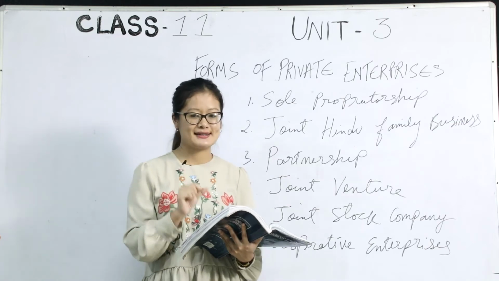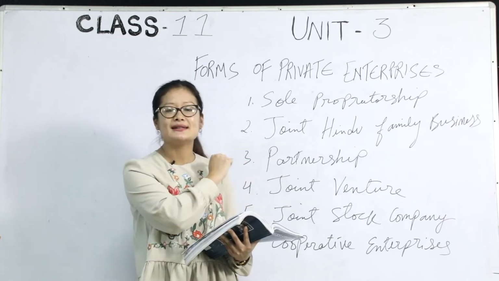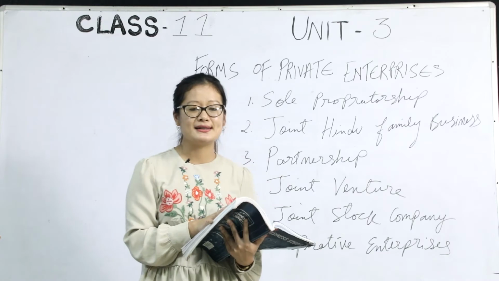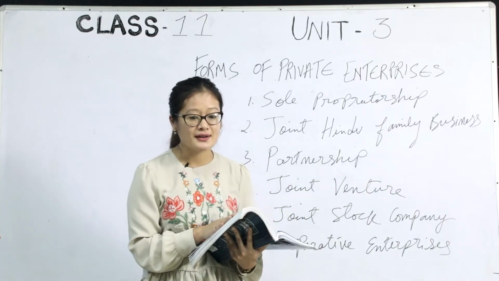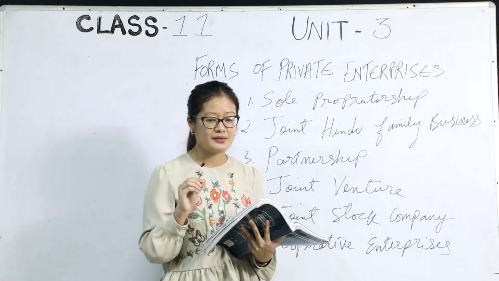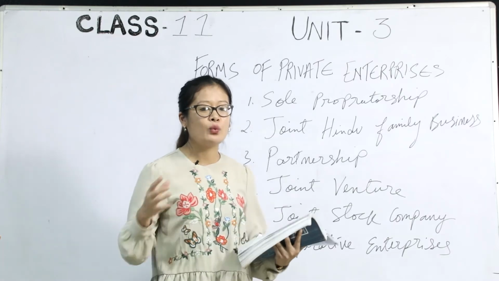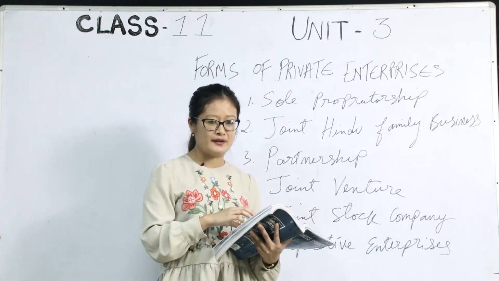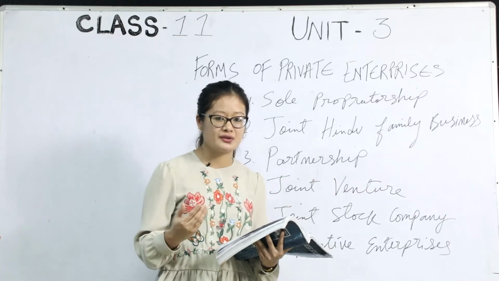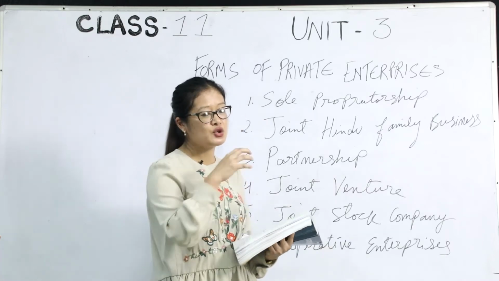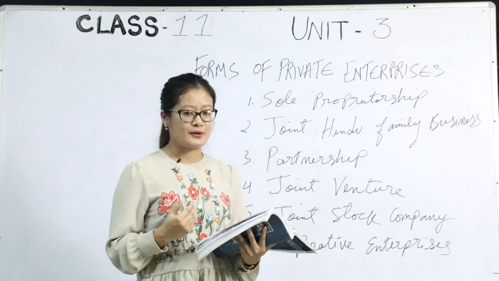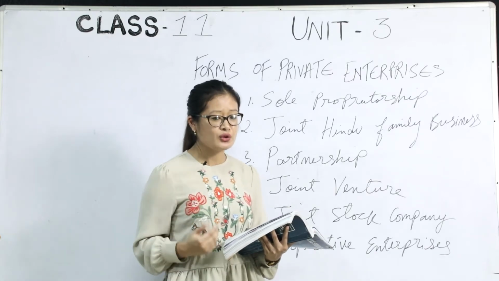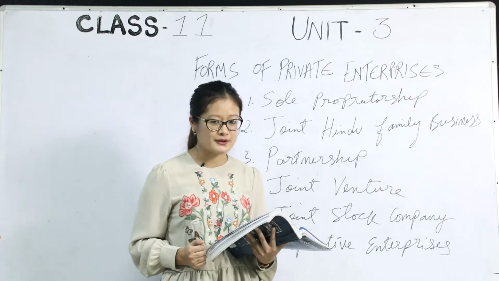A perfect example for this kind of business is the Ambani's industry, and the Tata industry. We know who the Ambanis are. Their family comes together as one, and that's how they are super rich today. They join together as one and they run their business. That is what joint Hindu family business is all about.